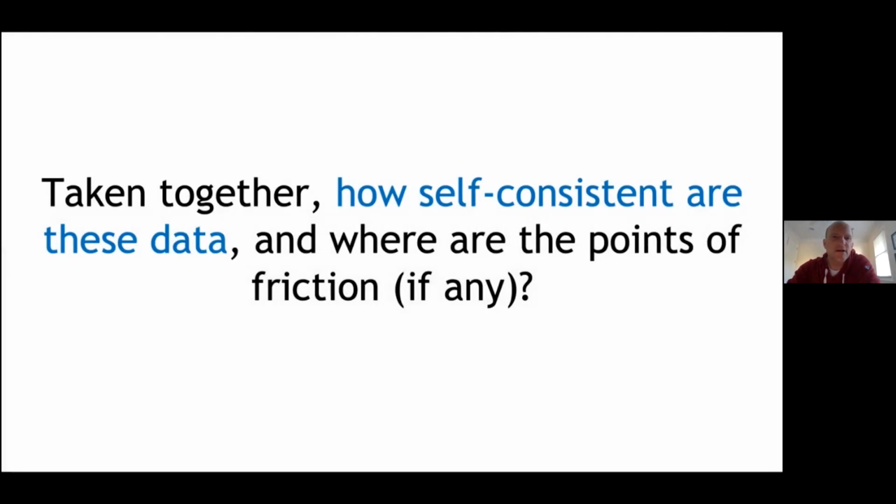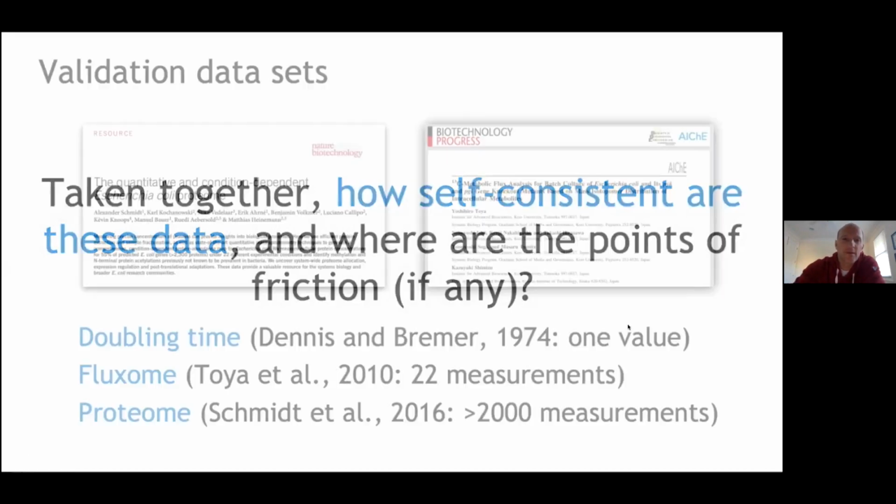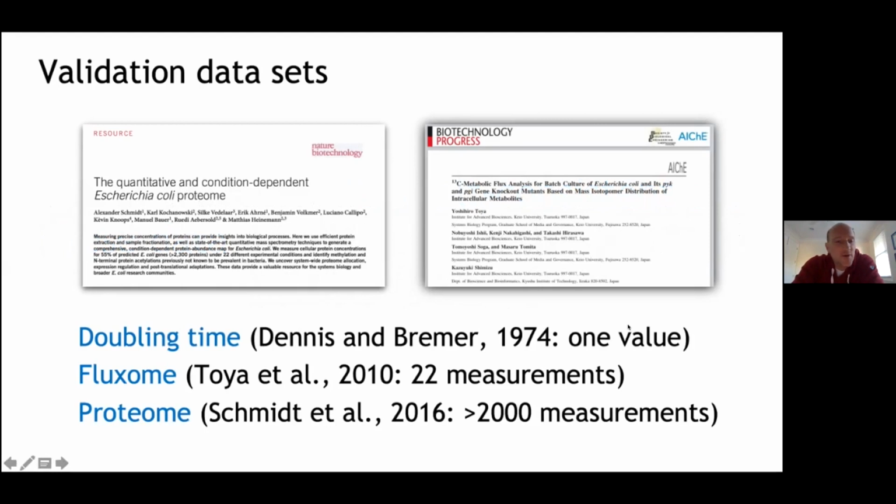Okay, so let's start thinking about deep curation, and in particular asking this question: how self-consistent are the data, and where are the points of friction in the data, right? Where it might be the case, like I showed you before, that there are two sets that really don't match. We'll do this quickly, but with 3 very different types of data and different kinds of data sets.